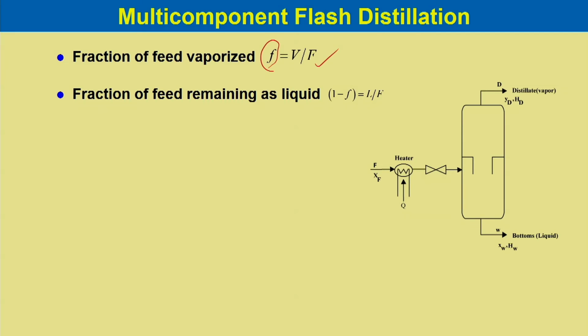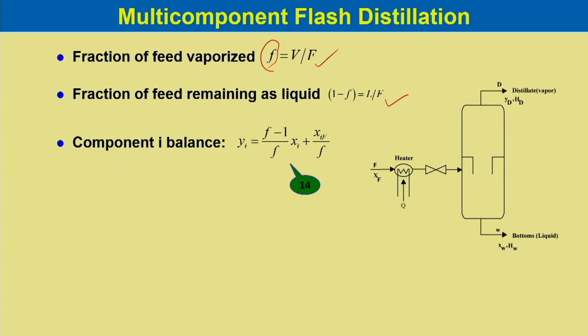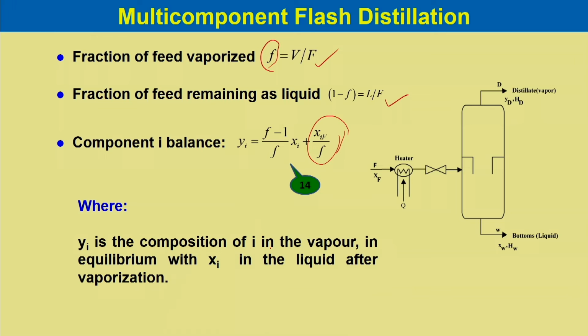The fraction of the feed remaining as liquid is 1 minus f, which is equal to L by F. Now, if we do the balance on component i, we can write y i is equal to (F minus 1) divided by F into x i plus x i F divided by F. So, x i F is the feed composition or feed concentration of component i. y i is the composition of i in the vapor in equilibrium with x i, which is in the liquid after vaporization. So, this is equation 14.